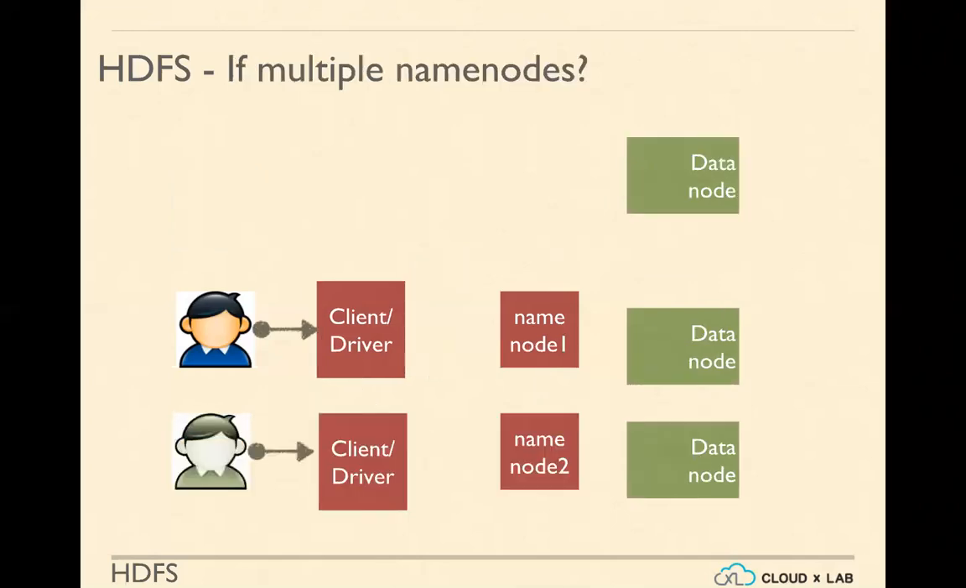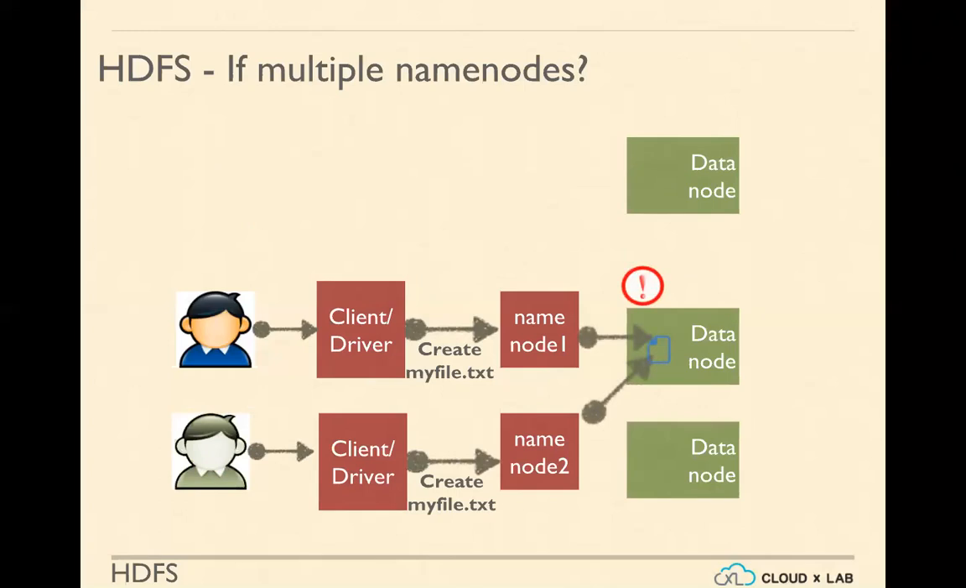Now, the question is why there is a single name node. Had there been multiple name nodes, imagine that two users are trying to create the same file. The first one went to one name node and the other went to the second name node. Then when they both try to talk to the data node, they will end up overriding the data. There will be a conflict.